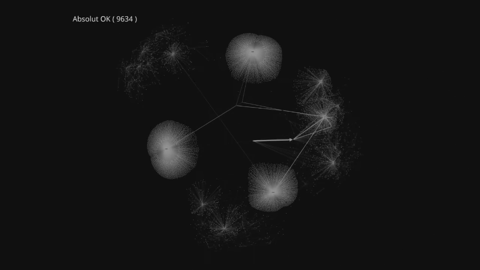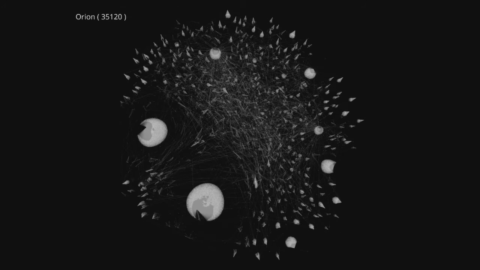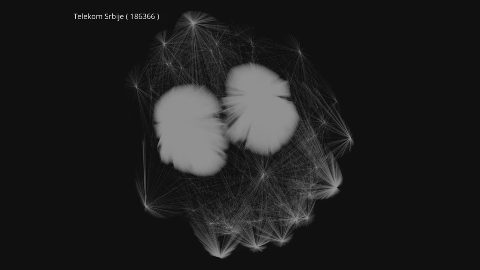On the way back, we get information about this trace, and then we used different software for data visualization to make maps. And this is what you're going to see. And they're really cool. So this is one provider called Absolute OK. It's one of the smaller ones. This is Orion. It looks like space. And this is Telekom Serbia. Yeah, just remember this one.